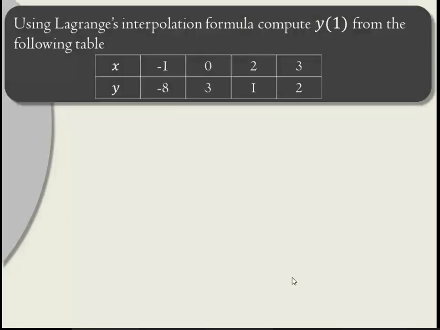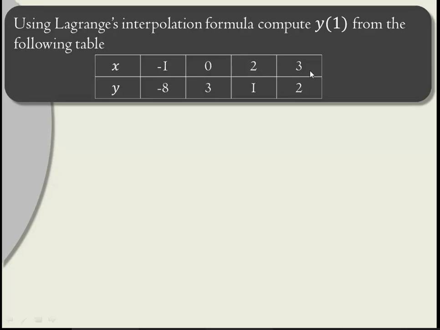Using Lagrange's interpolation formula, compute y of 1 from the following table. Values of x are -1, 0, 2, 3, and the corresponding values of y are -8, 3, 1, 2. Okay. Now, if you just carefully look at the table, the difference between these two is 1. Difference between these two is 2. Difference between these two values is 1. So the difference between these values is not fixed.